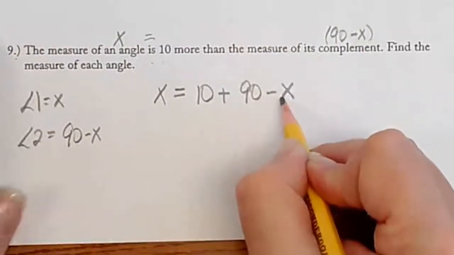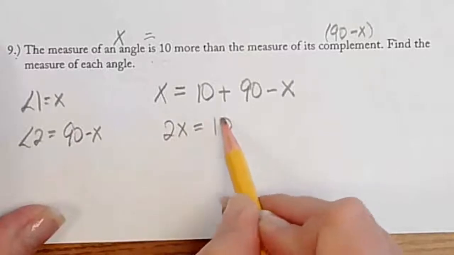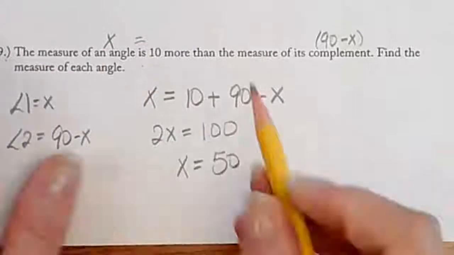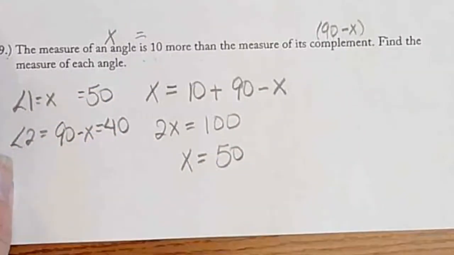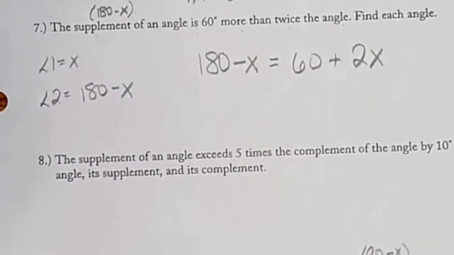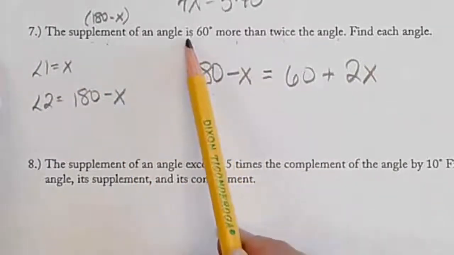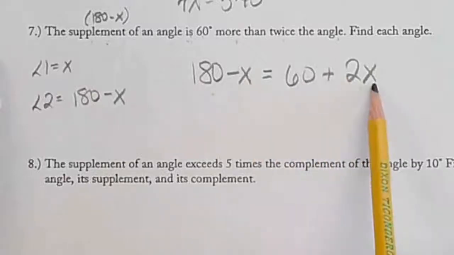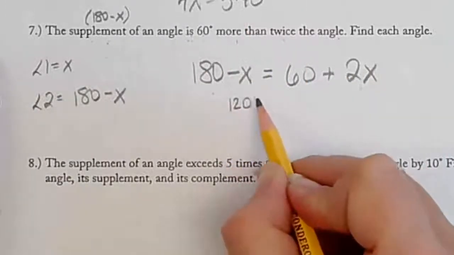You know what? Maybe I'll go back to number 7, because we can do that. We have time. Supplement is 60 more than twice the angle. Add the x to the right, minus 60 to the left. And I get 40 degrees. X is 40, 180 minus 40. The supplement is 140. Don't worry about number 8.